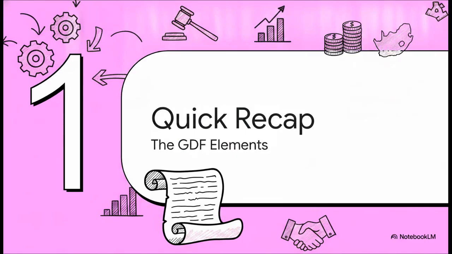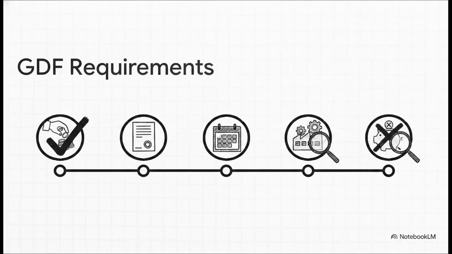All right, starting right off with a quick recap of the GDF elements. Remember, the General Deduction Formula brings together the positive test in Section 11A and the negative test in Section 23G. Now, before you even glance at the 5 elements, there is a strict prerequisite. The taxpayer must actually be carrying on a trade. Once you're over that hurdle, there are 5 requirements.